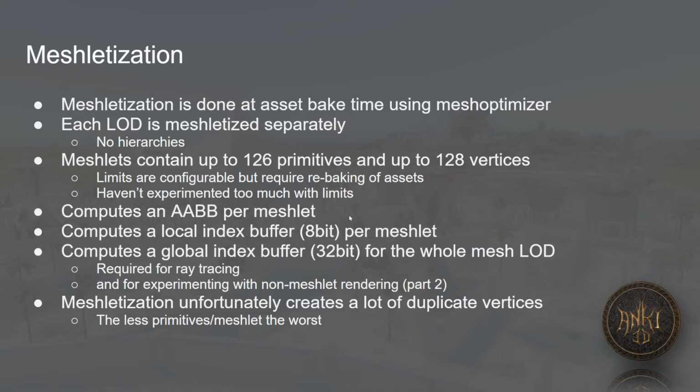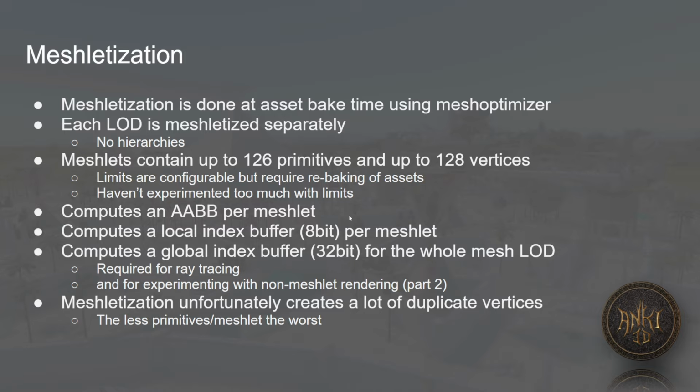The first stop is in asset creation. When baking assets, we are using Mesh Optimizer to perform this meshletization. This is a new word. In our case, we decimate the meshes to produce the LODs, and then perform meshletization for each LOD separately. So there are no hierarchies like Nanite at the moment.